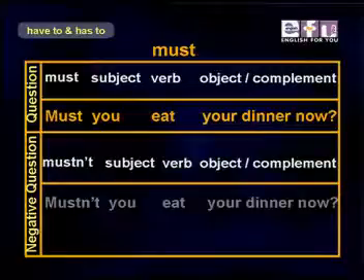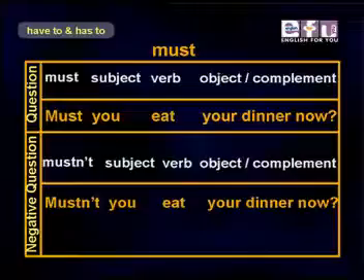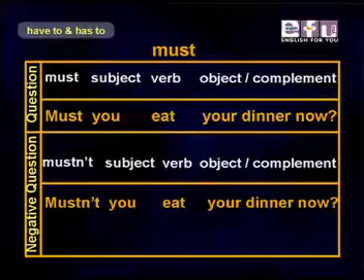So you begin with must, plus your subject, then the verb, and then the object or complement. And we also have a negative question form. Mustn't you eat your dinner now? Start with mustn't, plus subject, plus verb, and then your object or complement.